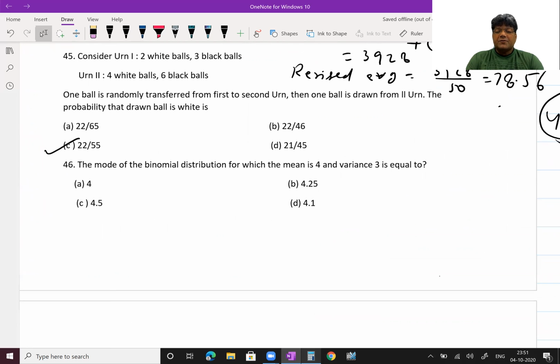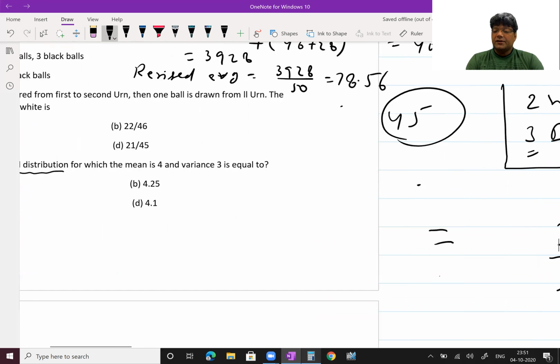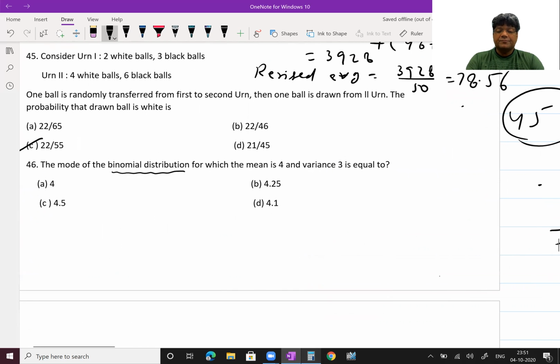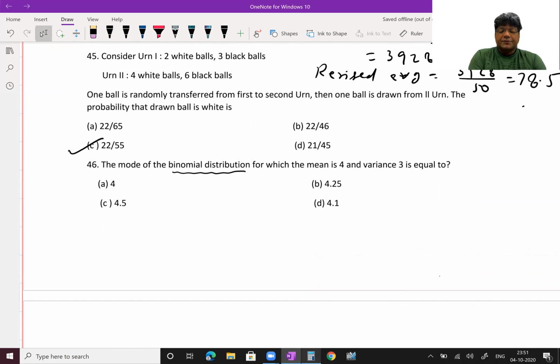Mode of a binomial distribution for which the mean is 4 and the variance is 3. Guys, binomial distribution. So for mode, what will you do? You have to solve actually, guys. Here, see, NP, that is the mean, is equal to 4, and variance, that is NPQ, is equal to 3.